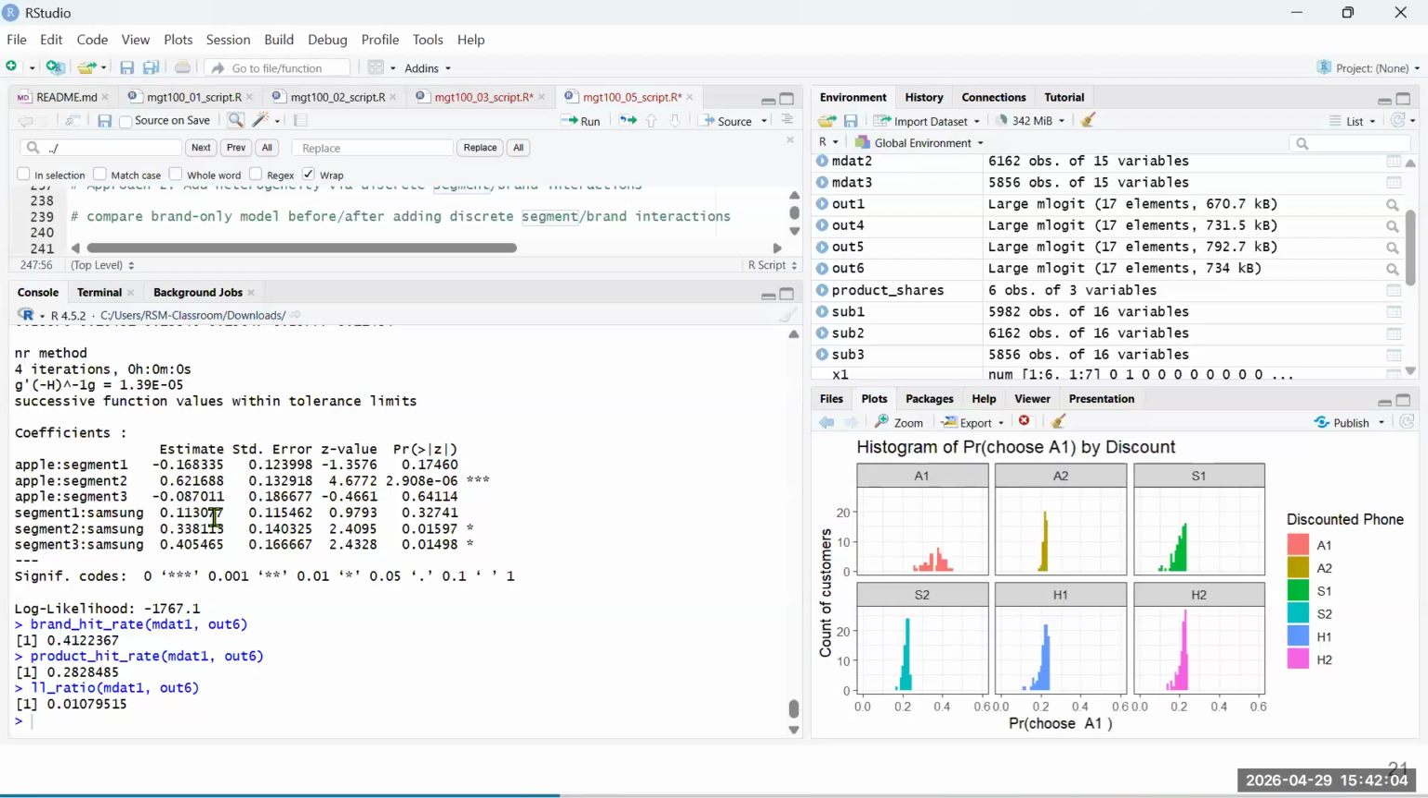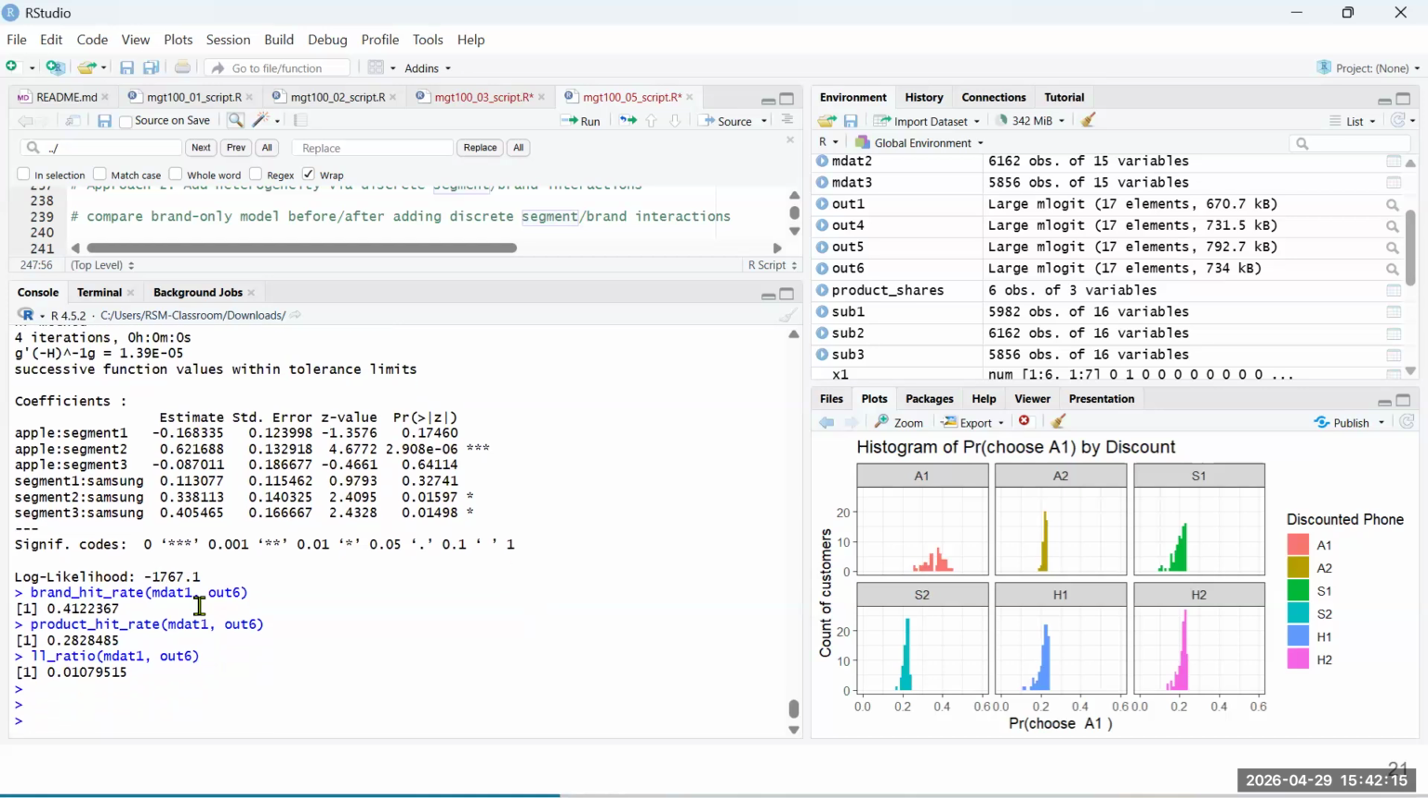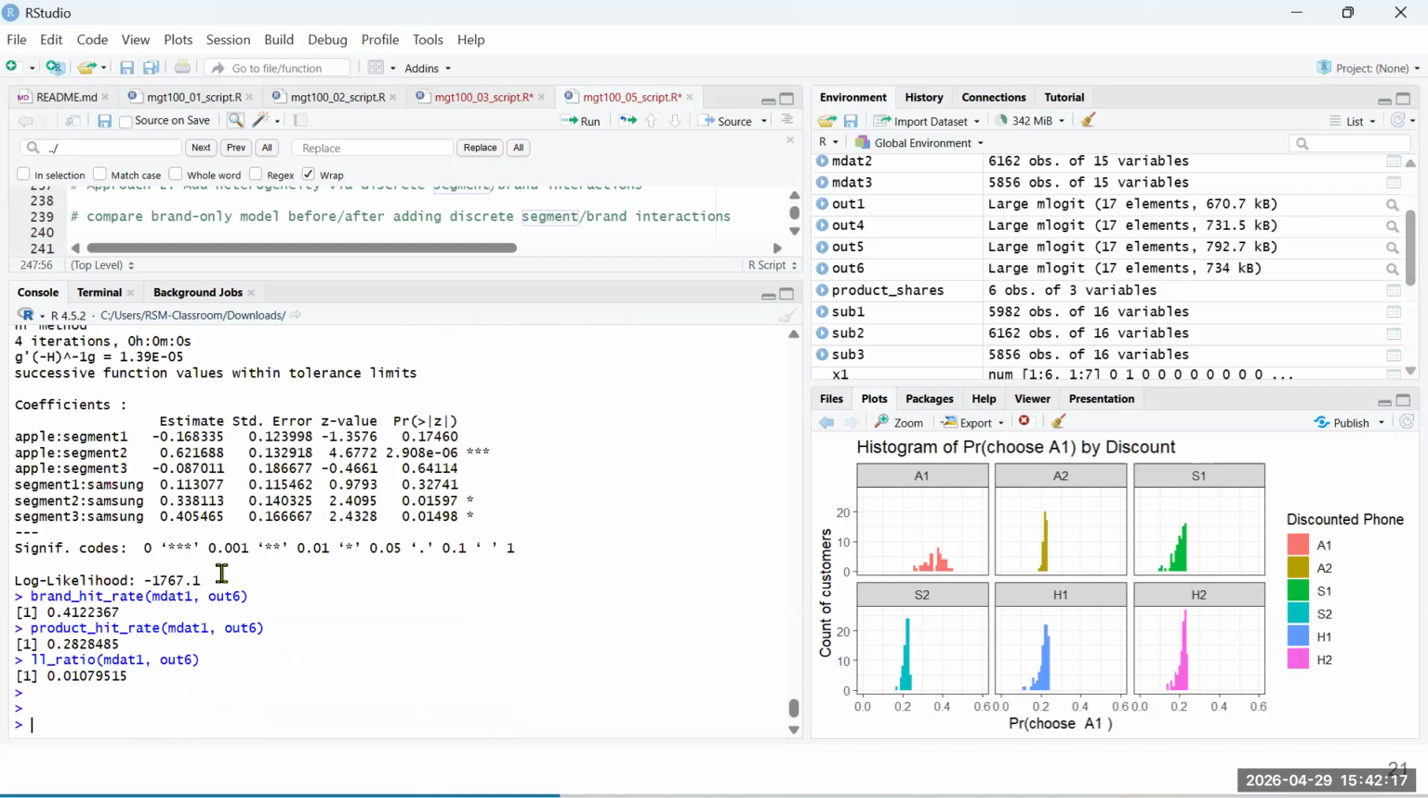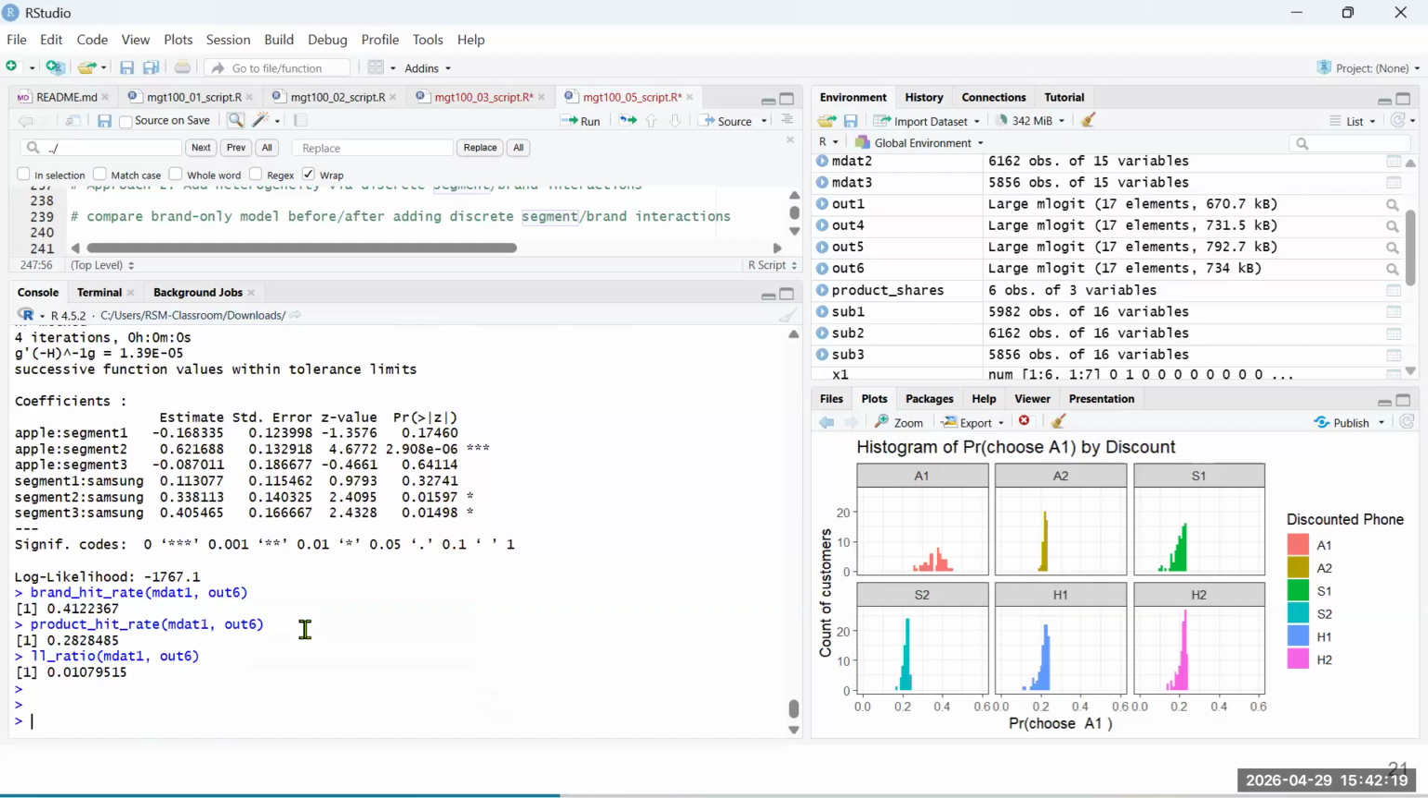Now, these differences are not all statistically significant, but some of them are to varying degrees. And our product hit rate, it was about 26% before, it went up to 28.2% by giving the model this extra information about customer differences.